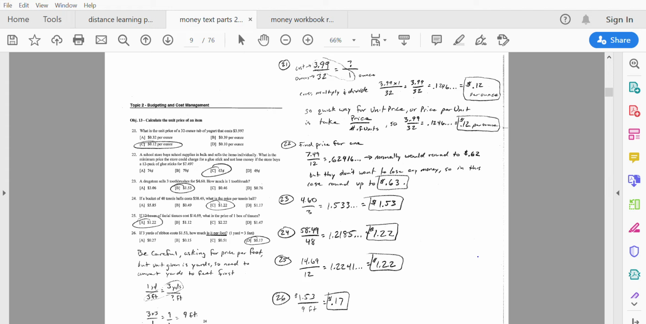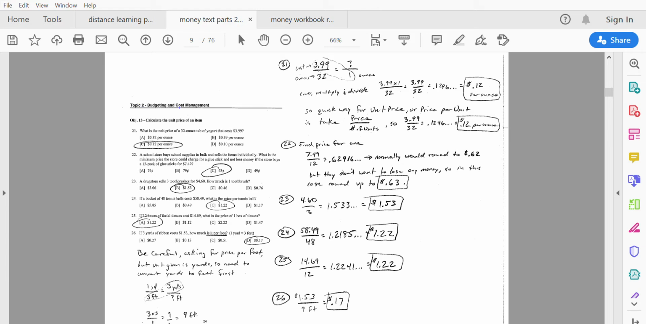Okay, so objective 13. What we're going to be starting to look at on objective 13 is calculating a unit price. We've actually done a little bit of this year. If you've been in the class the whole year, we did a little bit at the beginning of the year, but we're going to look at it more in depth here. So to begin with, let's take a look at number 21 here.